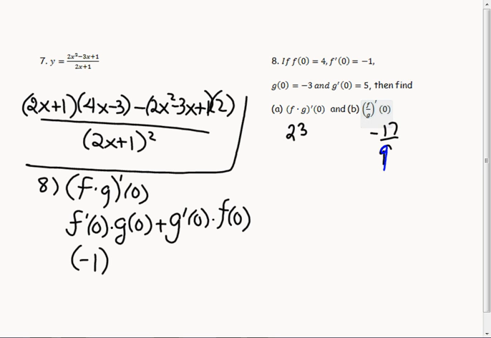Negative 1. G of 0 is negative 3, right? G prime of 0 is, and f of 0 is 4.